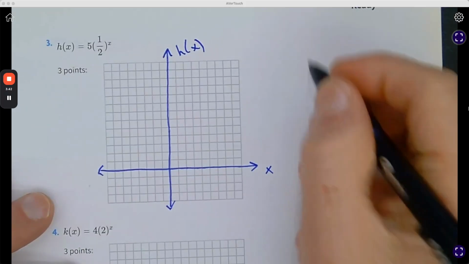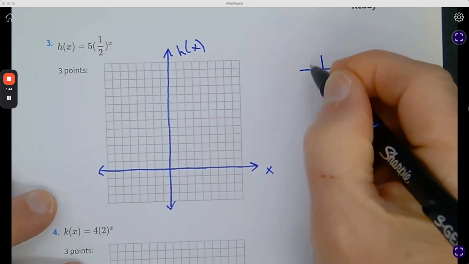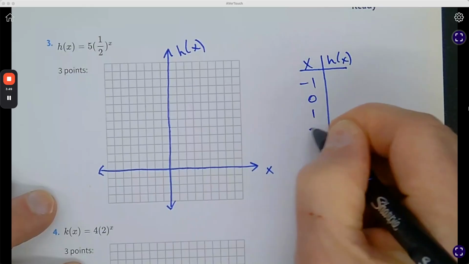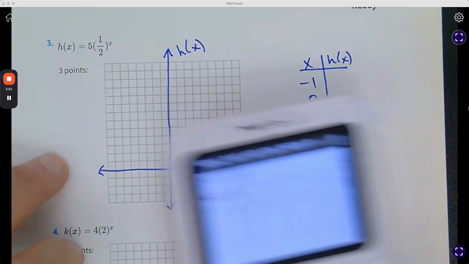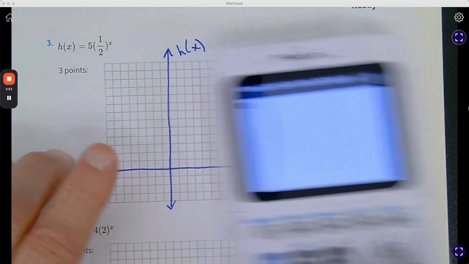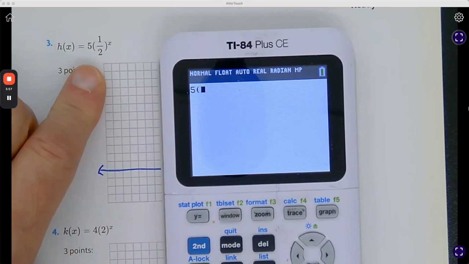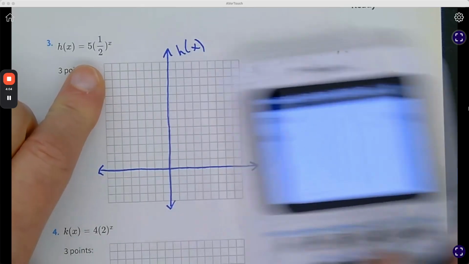All right, let's make a table of values. x, h of x, negative 1, 0, 1, 2. Let's put negative 1 in. 5 times 1 divided by 2, exponent negative 1. That's 10.